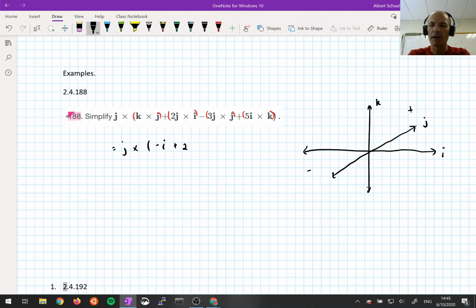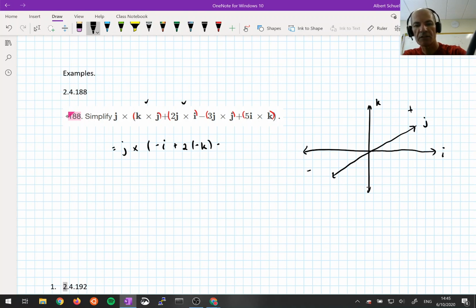So let's repeat the experiment. Now the fingers of my right hand are pointing along positive J. My palm is pointing along positive I. My thumb is pointing, pause, along negative K. So that takes care of the first two.